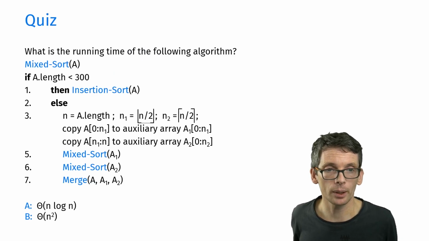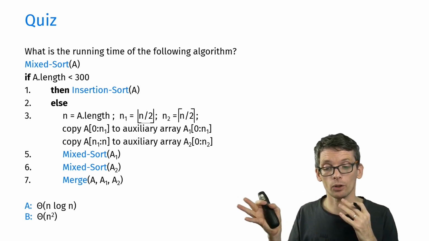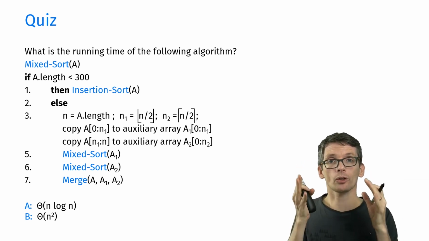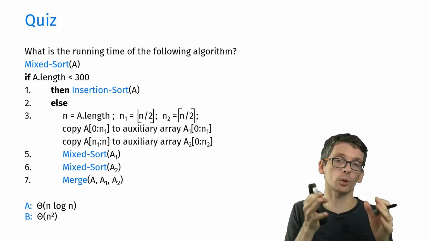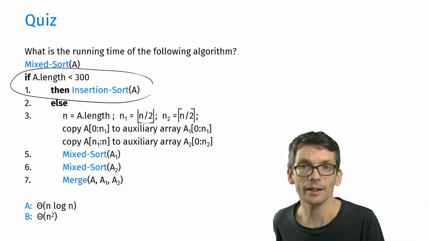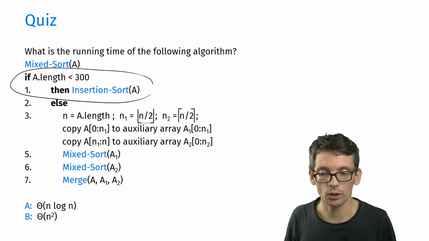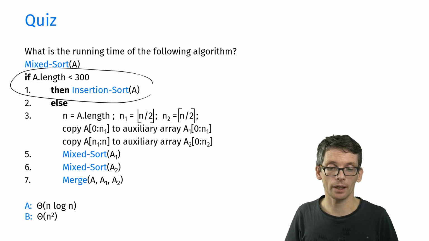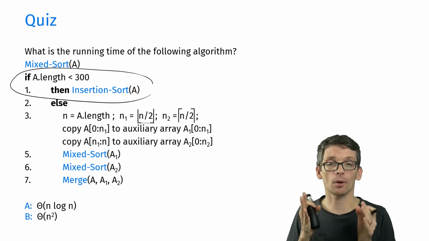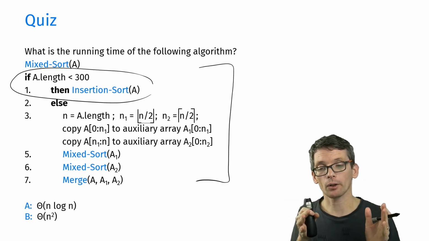Let's end on a quiz, and the quiz is the following. Here I try to combine insertion sort and merge sort in the following way. Instead of the merge sort base case where if I end up with one element I do nothing, I instead have a base case where I say if there are only 300 elements left, I will call insertion sort on the remaining subproblem. So what is the running time of this mixed sort overall? Is it n log n or n squared?